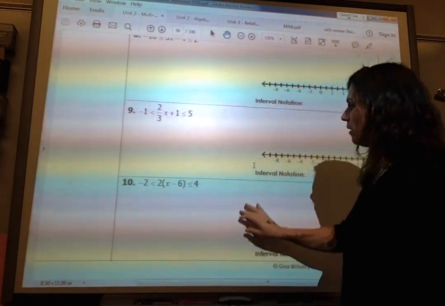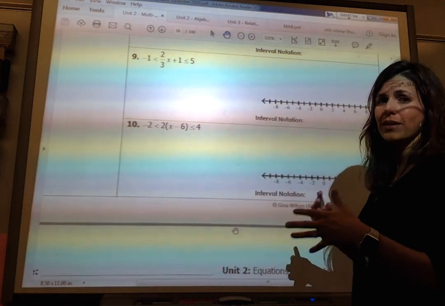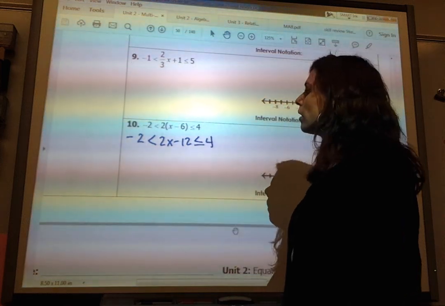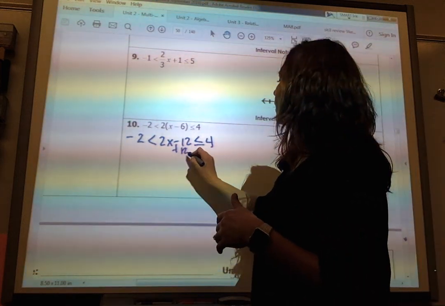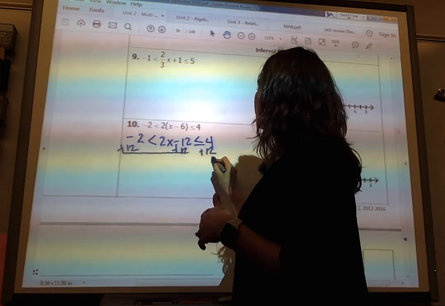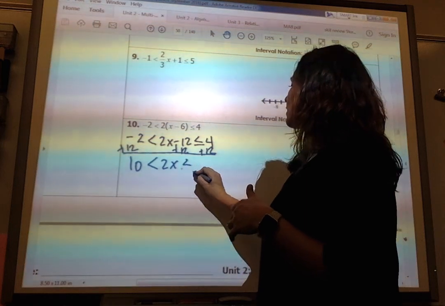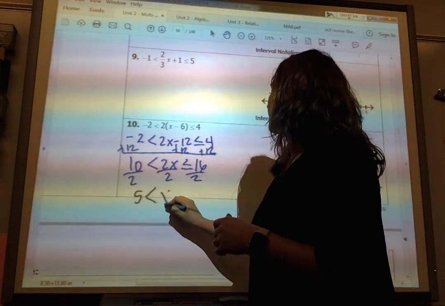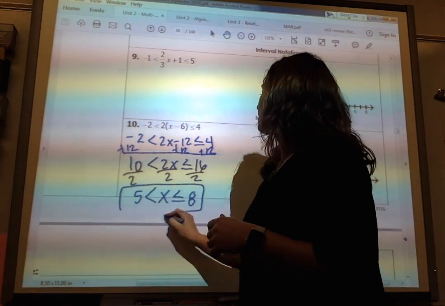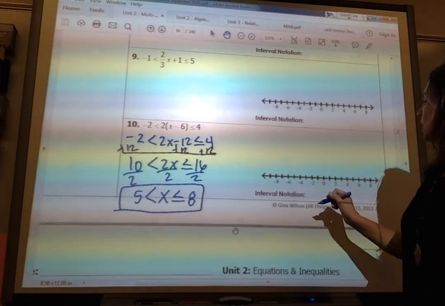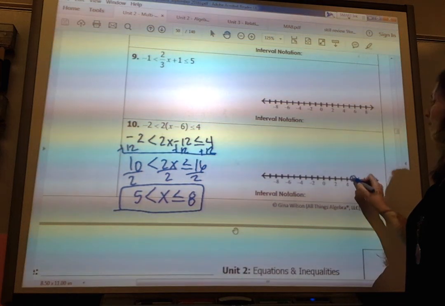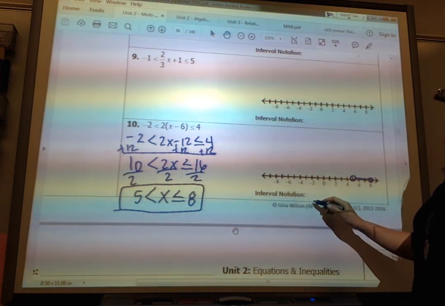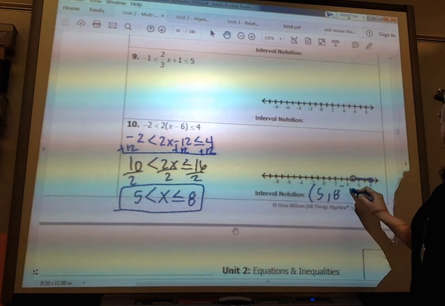Okay, let's take a look at number 10. We have to distribute first. So the steps don't change here. So I distribute first. So I get negative 2 is less than 2x minus 12, which is less than or equal to 4. And now I can do the additive inverse for 12. Add 12 to everything. And I get 10 is less than 2x, which is less than or equal to 16. Divide everything by 2. And I get 5 is less than x, which is less than or equal to 8. Least to greatest. It's already in written form, so I'm good to go. So I am going to open circle on 5, close circle on 8, and bring them together. Oh, you know what? Yeah, that's right. Okay, and so interval notation is 5 and bracketed at 8.